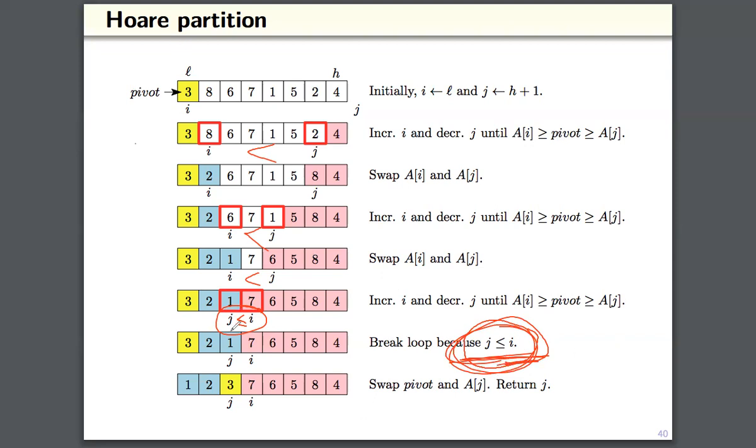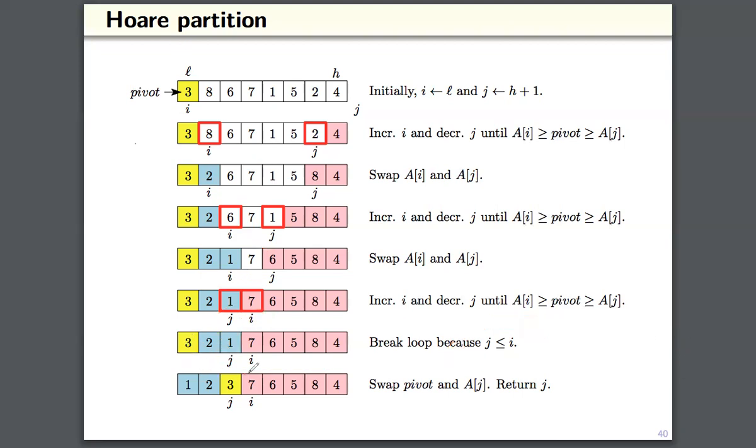At this point, what you do is a final swap. Swap the pivot element and A of J. So here J represents the last cell in the blue subarray, as in your Lomuto partition, right? You want to swap with the last element in the blue subarray. Now red goes here and you have all elements to the left of 3, and all elements greater than 3 to the right of 3. That's your partition. This is called Hoare partition.